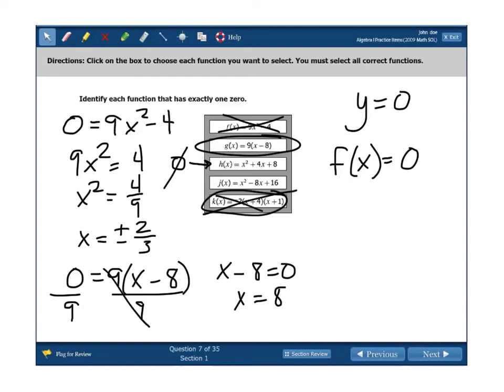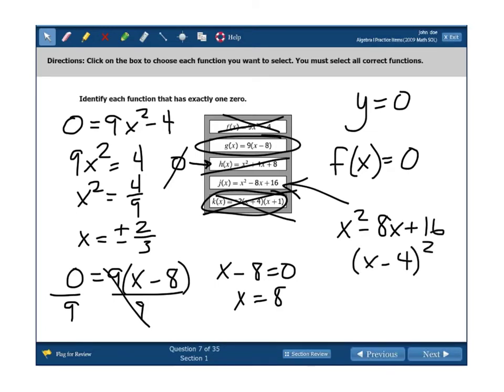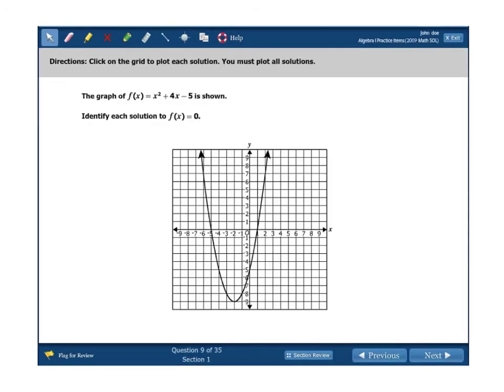This one has 2 zeros, so I know that can't be it. This one is a perfect square. So there are a lot of patterns here that if I recognize those patterns, I can use them and save myself some time. So x would equal 4, and that's your 1 zero. So this problem has 2 correct answers. Awesome. Next question. This one's super fast and easy.